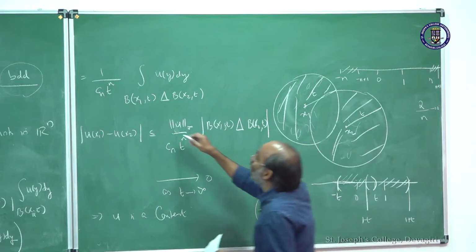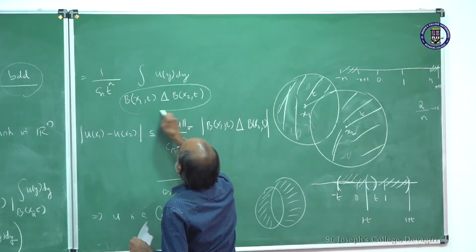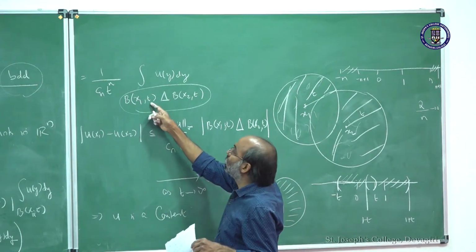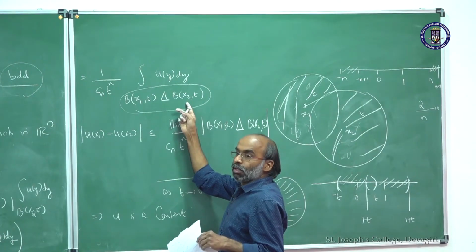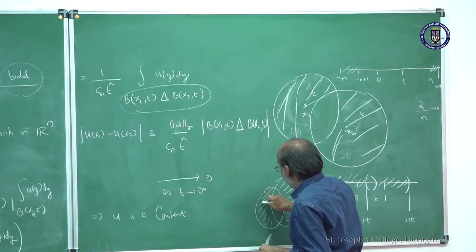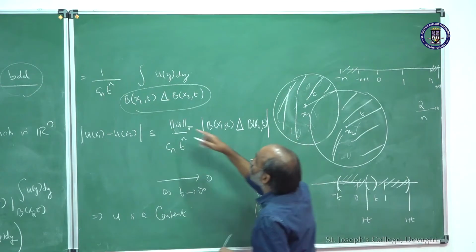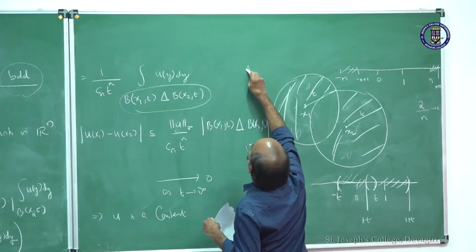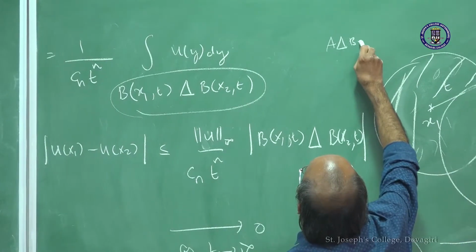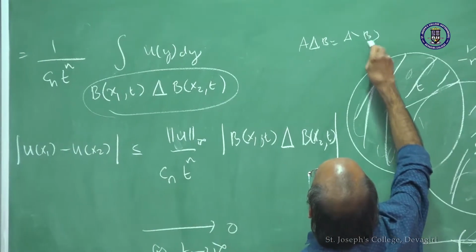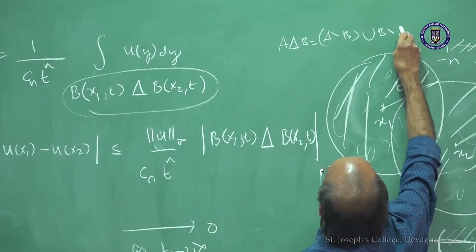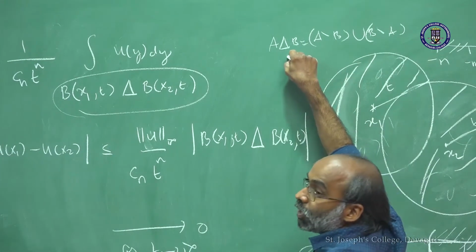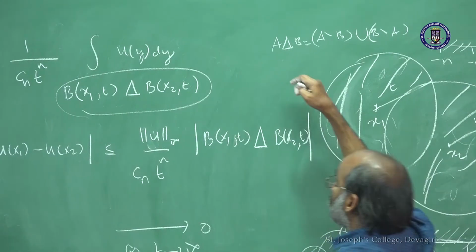So this is the union, the symmetric difference of this set with this set. Let us call this set A and this set B. Then A delta B is A minus B union B minus A. That is just notation for the symmetric difference.